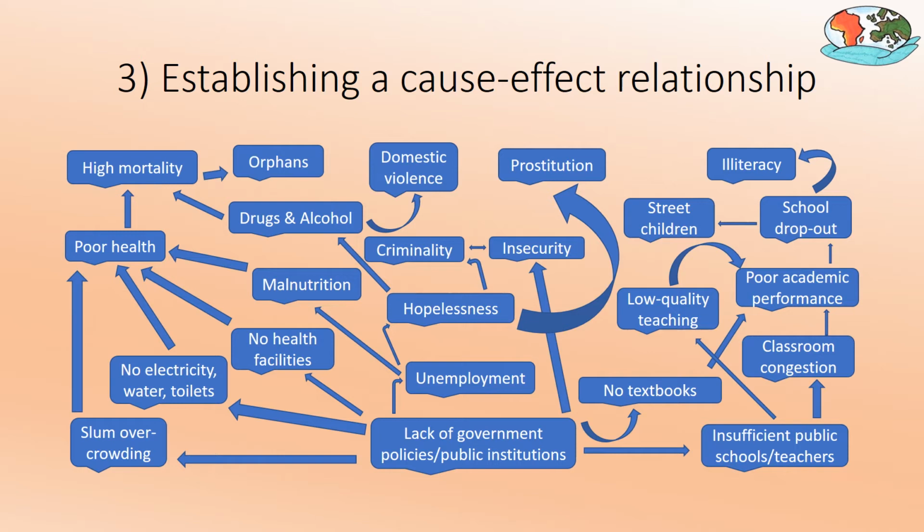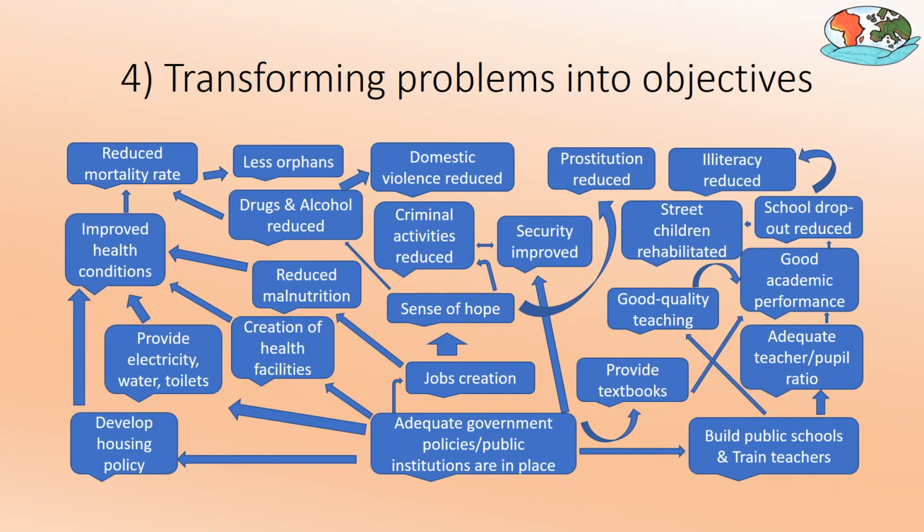Next step consists in replacing all the problems with their opposite, or their solutions or objectives. Through adequate government policies, jobs are created. We get a renewed sense of hope, which leads to the reduction of drugs. And finally, we reach a reduced mortality rate.